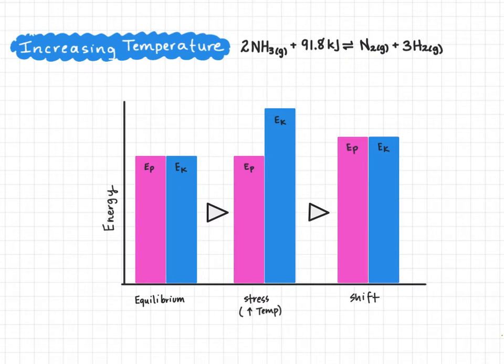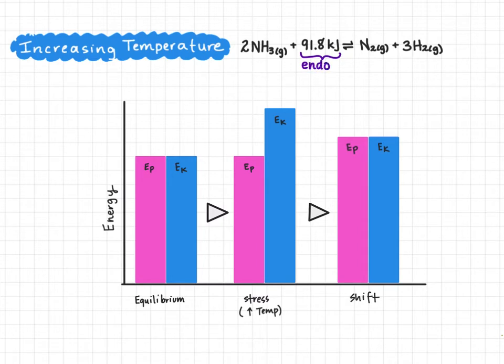We're going to look again at increasing temperature, but this time for an endothermic reaction. The reaction we'll look at is the opposite of the last one we looked at. This is going to be the decomposition of ammonia. So ammonia is in equilibrium with nitrogen and hydrogen, and this is an endothermic reaction because our energy term is on the reactant side of our balanced equation.